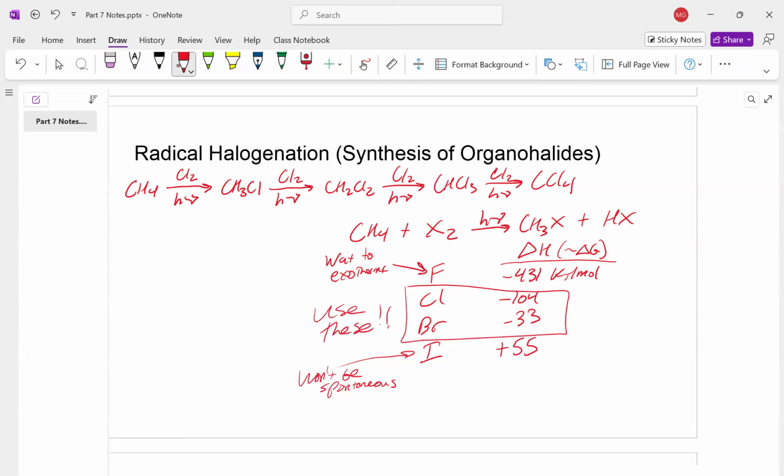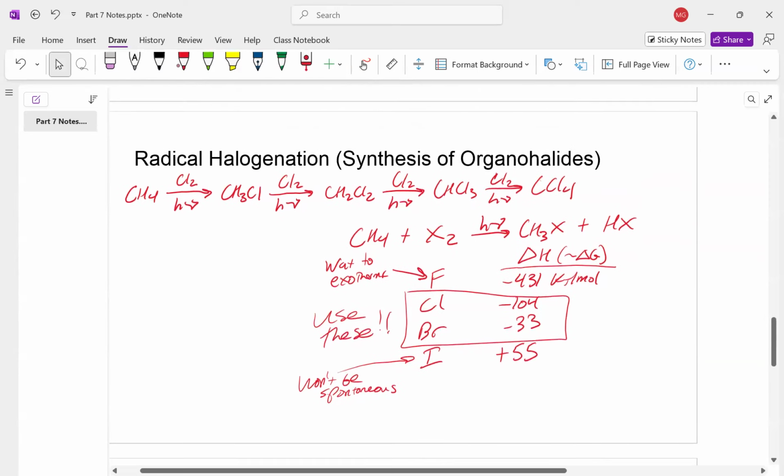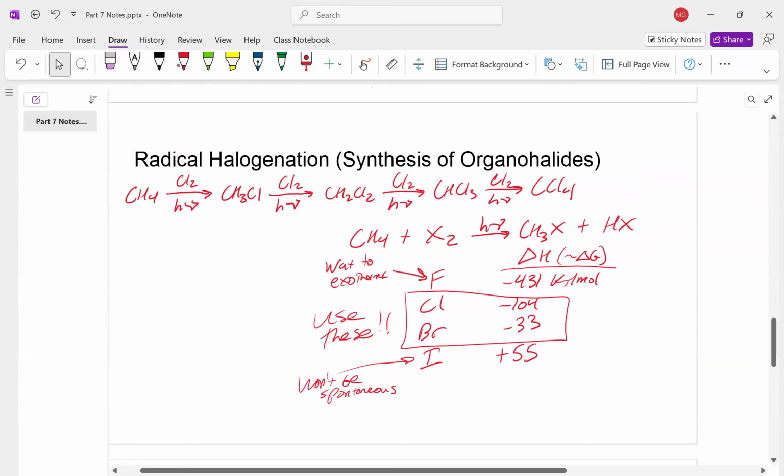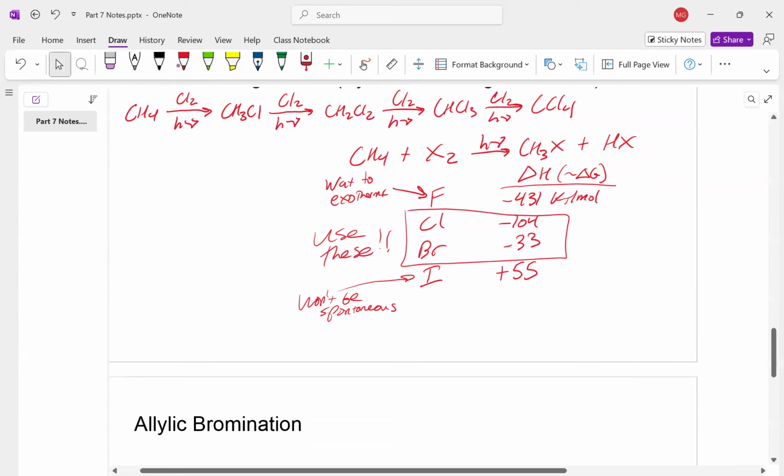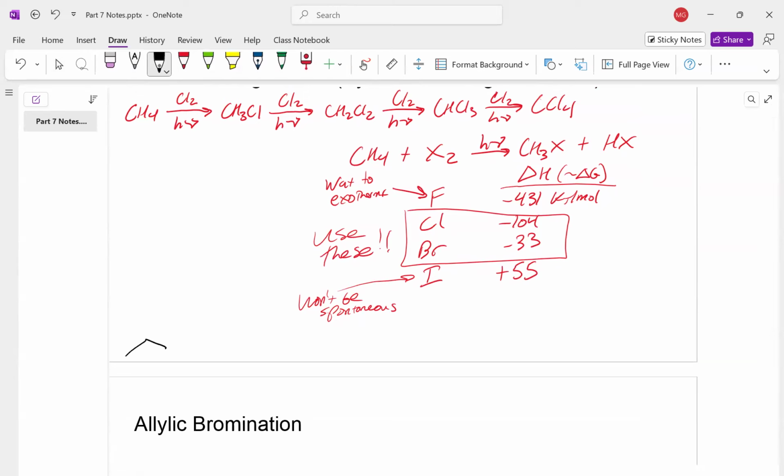Now let's take a look at, well, sorry, let me just back up. Notice here we used methane and replaced a hydrogen with a halogen. Okay, that gets kind of boring after a while. Let's look at a reaction here. We're going to take propane and react it with chlorine and light. Now you'll notice that there are two positions here. I could replace one of those hydrogens, or I could replace one of those.